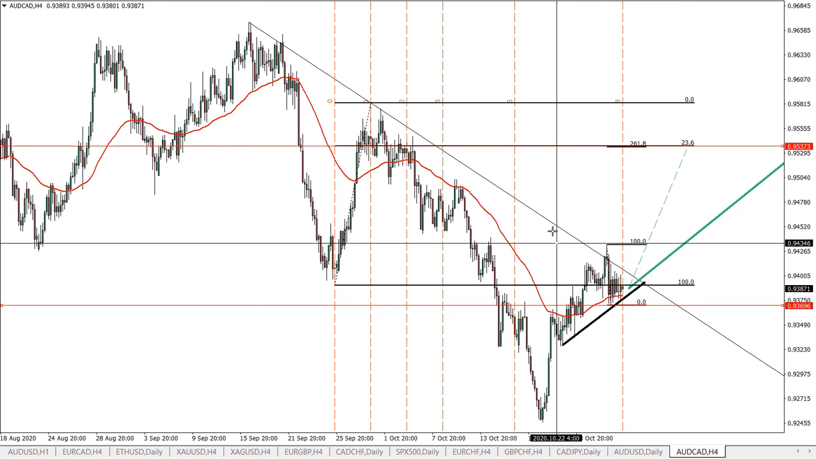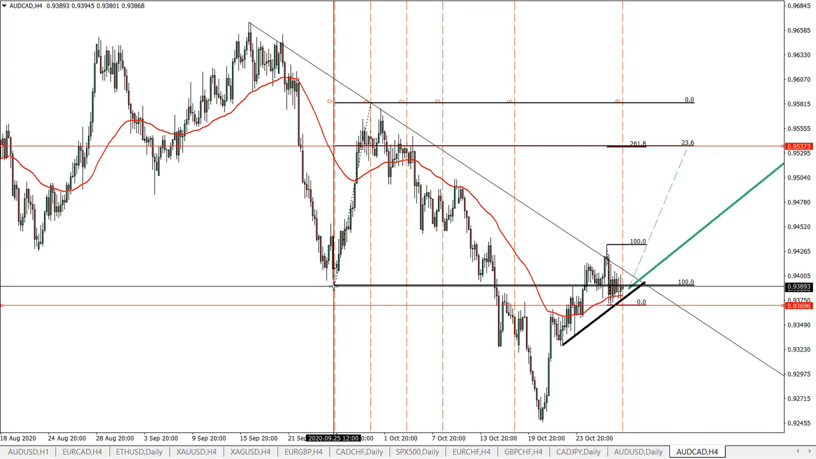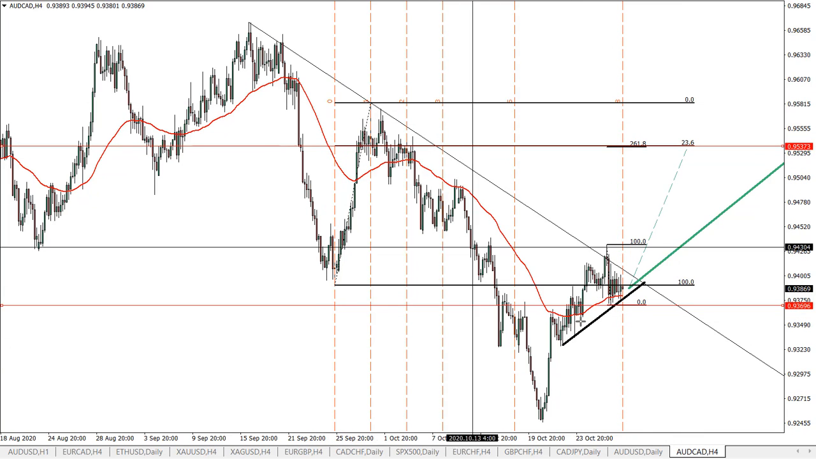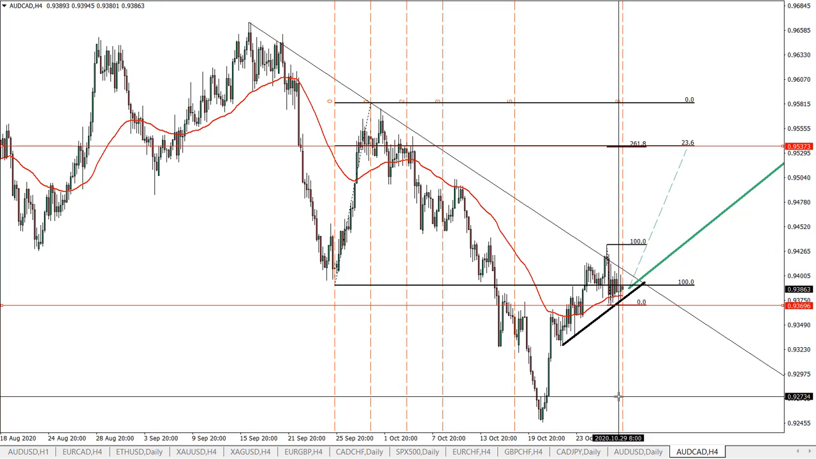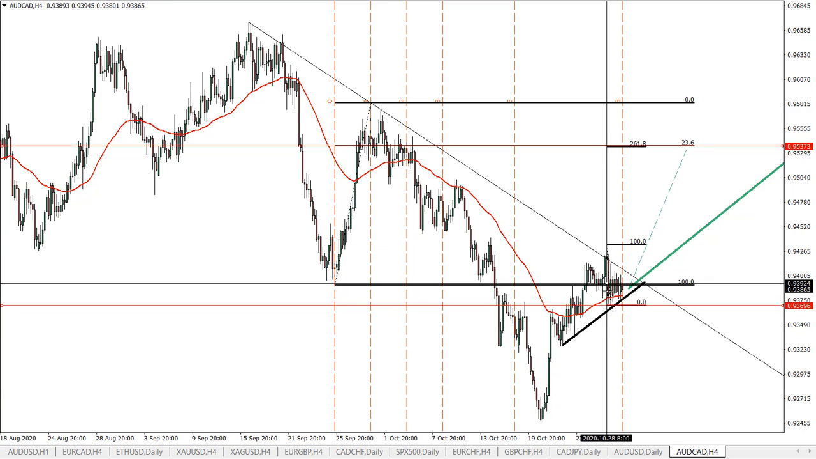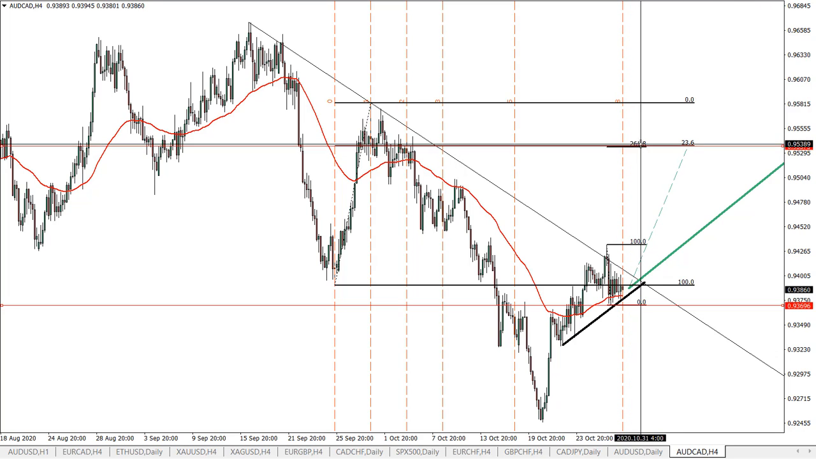The resistance is confirmed by two fibs. The first was applied to the previous corrective move to the upside, and we have the 23.6 fib at 0.9536. The second fib was applied to the current corrective move to the downside, and it shows the 261.8 fib.